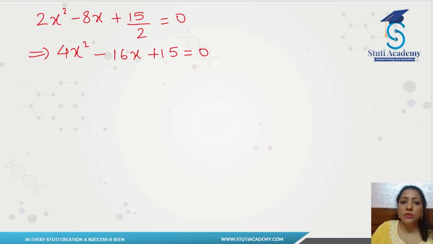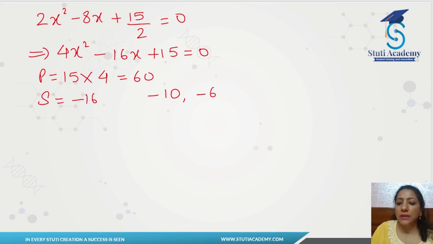So we want two numbers whose product is 15 into 4, that is 60, and we want the sum as minus 16. If we take minus 10 and minus 6, this is going to give us the sum minus 16 and will give us the product positive 60. So here we split the middle term. We will write the first term as it is. Minus 16x can be written as minus 10x minus 6x, and this 15 we are writing as it is. There's no change here.